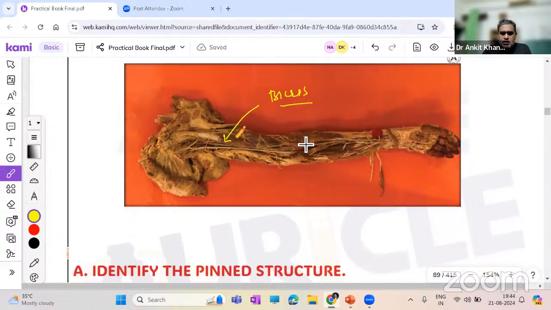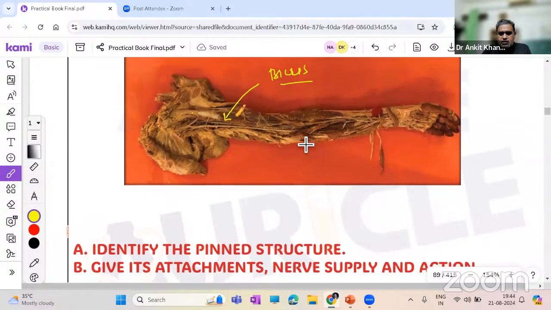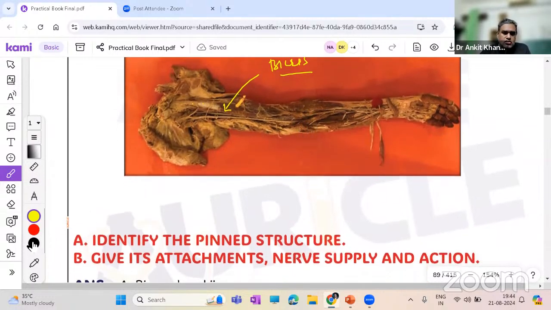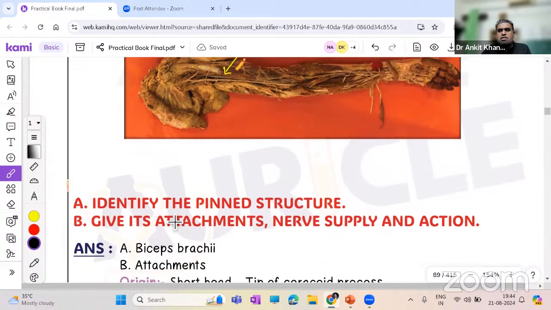Okay, let's see what they're asking. Origin and insertion of the muscle, attachment, nerve supply. So this time they ask the action also. So the structure is probably biceps brachii. Yeah, attachments again. Scapula we have seen, long and short head both. And low down it goes into the radial tuberosity.